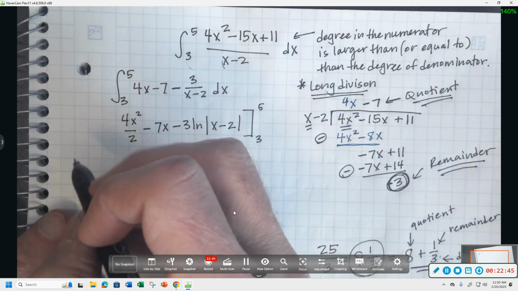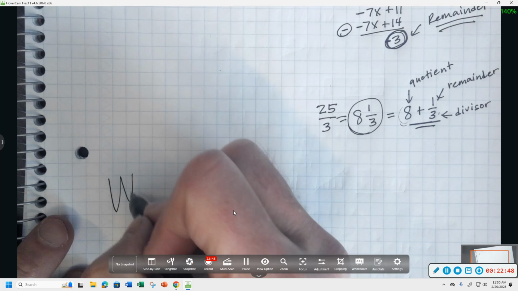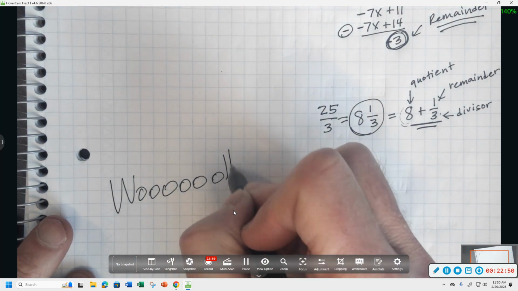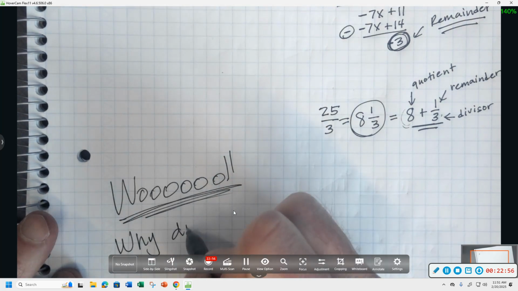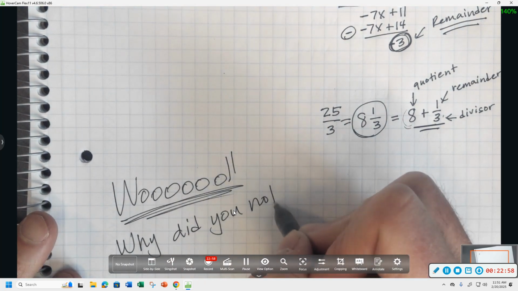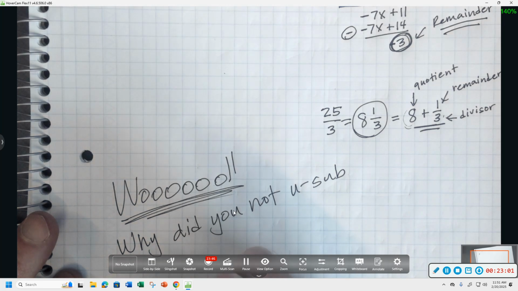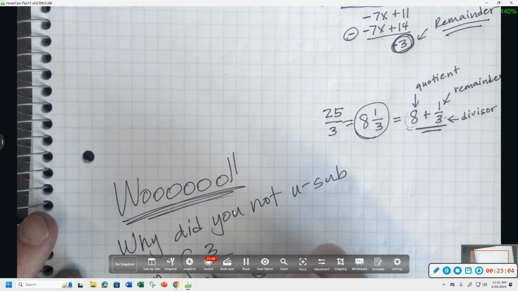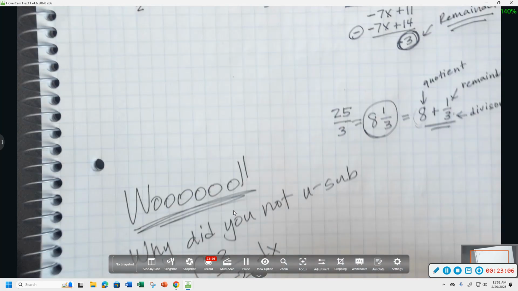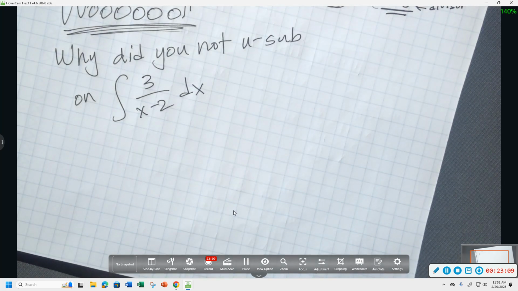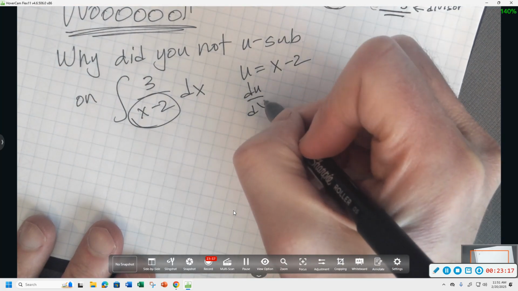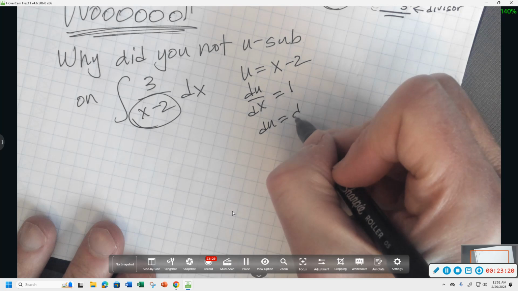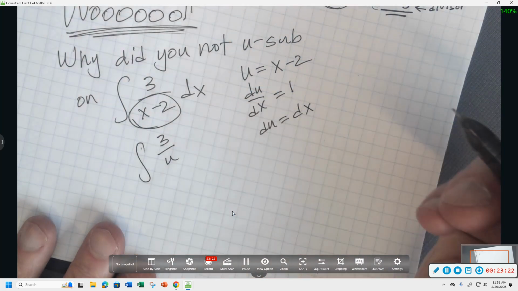Now, if you're saying, why did you not u-sub when you saw this? Like, that looks like I should substitute. Okay? Let u equal x minus 2. If I have the derivative of something that's just going to spit out 1, when I do the u-substitution, it's going to be very boring.